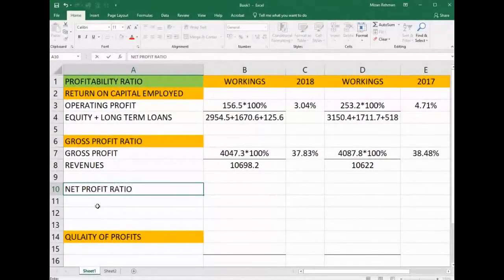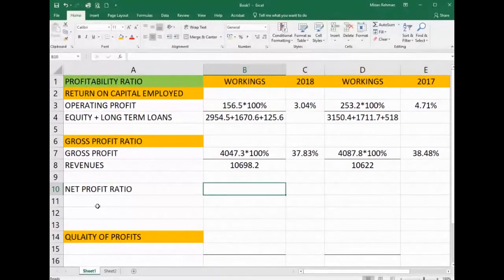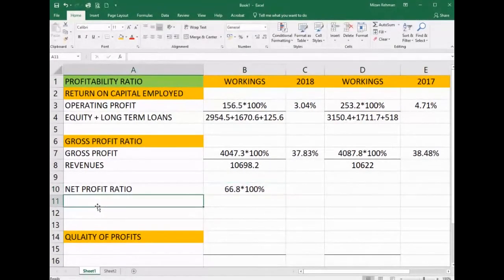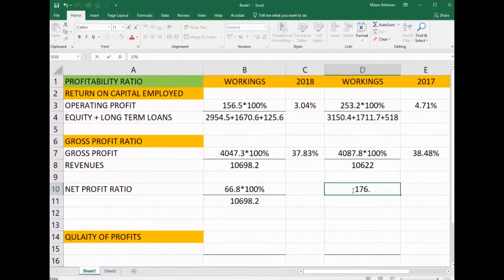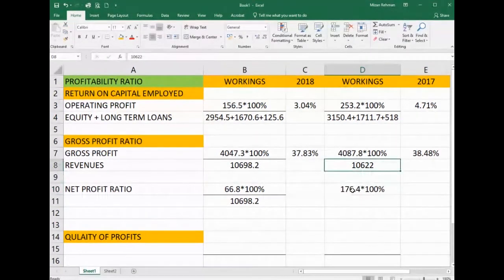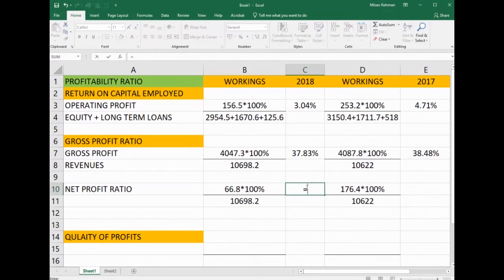Profit ratio, and for that we need the figure of net profit, 66.8 times 100%, divided by the revenues we have used here above. And for 2017 we have 176.4 times 100%. So we have got the figures. Now we can solve it.